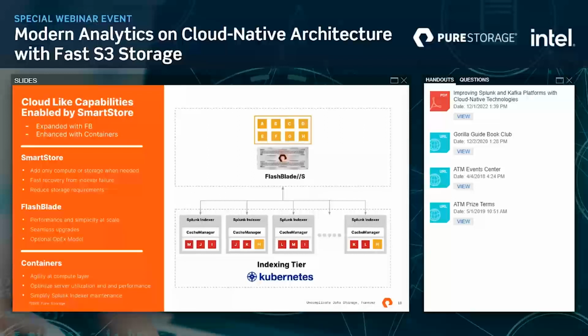When we talk about enhancing this with containers, we want to deliver that same level of agility that you get in the cloud at the compute layer. And we want to make sure that we're optimizing server utilization that we talked about as part of the testing done. And we also want to make sure that we're maximizing performance. So all of these things come together to deliver this experience on-prem.